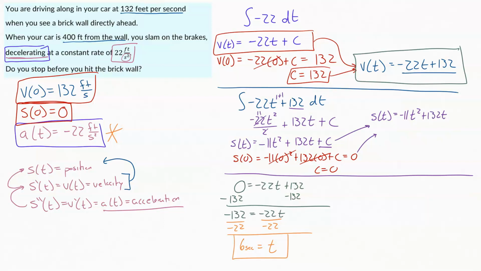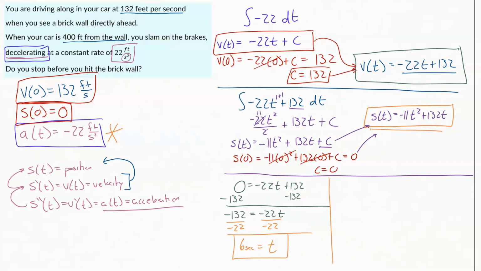And now the real question comes in, what is our position at that point? So if we plug 6 seconds into our position equation, and what we come out with is greater than 400 feet, well then that means we didn't stop in time and we smacked into that wall. If our position that we come out of this with at the end is less than 400 feet, then we safely stopped and we did not hit that wall. So we're going to take our 6 and plug it into our position equation and see what we get out of here.